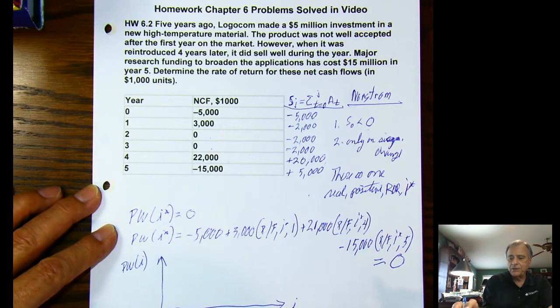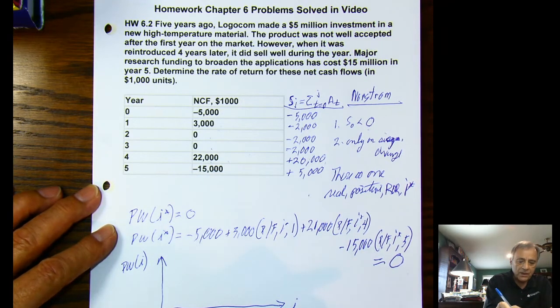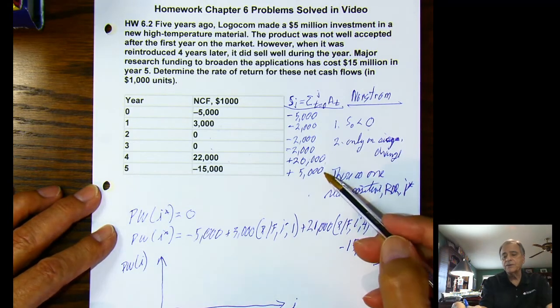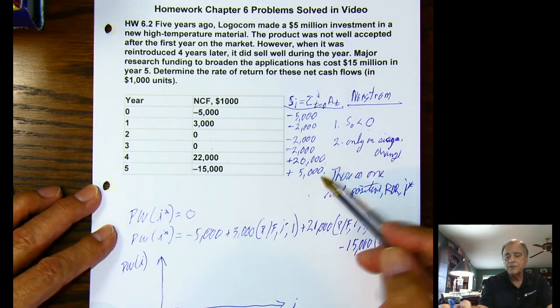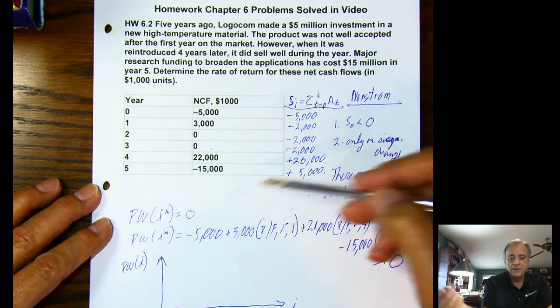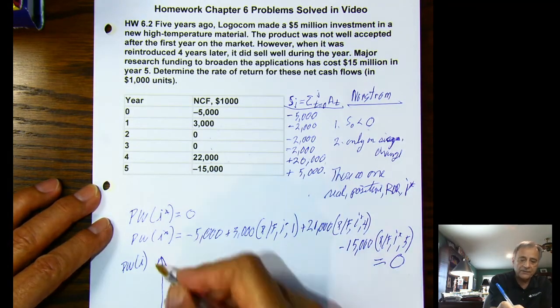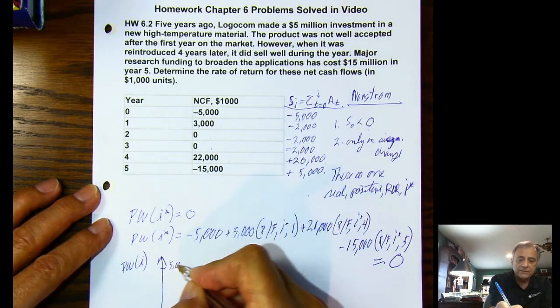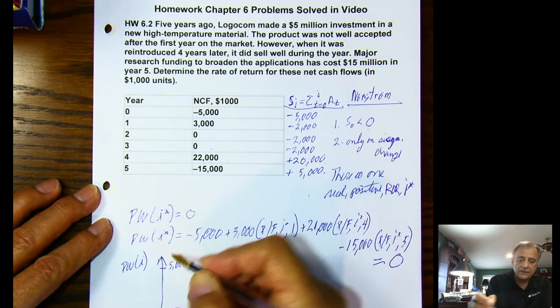Now, I always start at 0. I say, okay, what if the interest rate is 0? Actually, then the present worth is this last number right here because it's just the sum of the cash flows. So it would be 5,000, actually 5 million, but we're working in thousands of dollars.